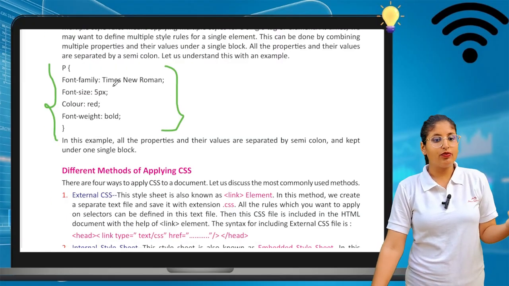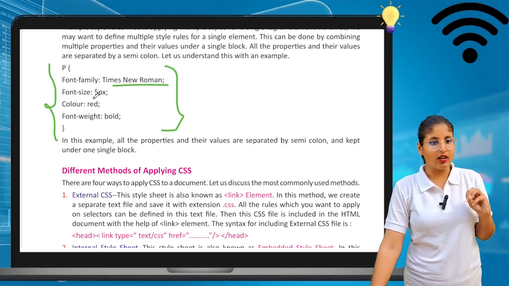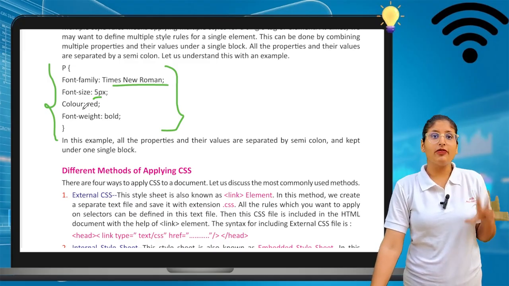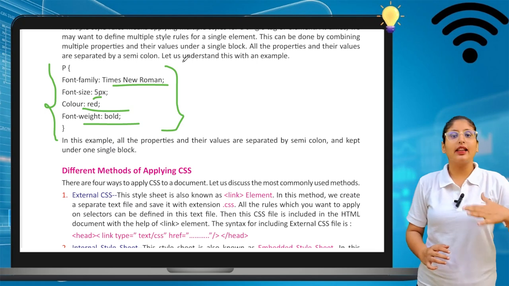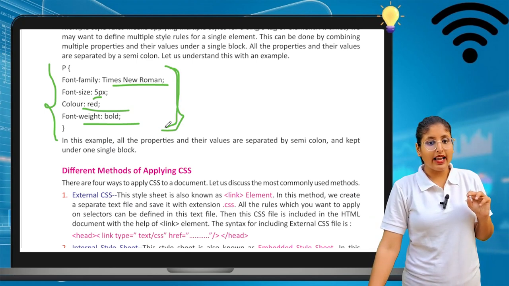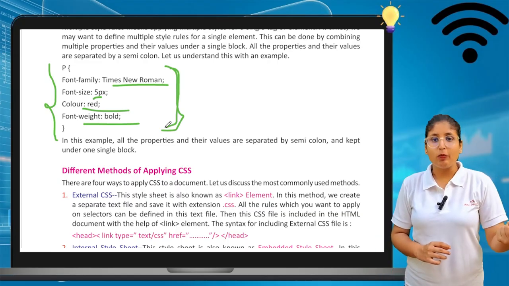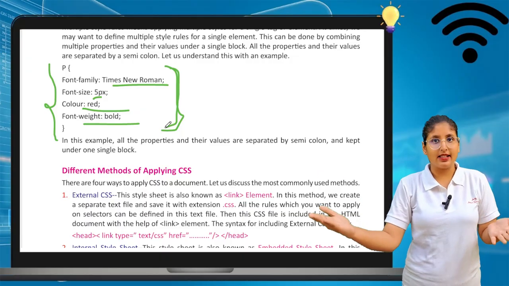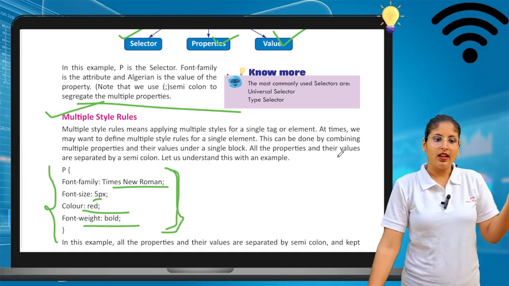See, these things I am telling you, like font family, I want this form for my fonts. I want my font size to be 5 pixels, color should be red and the font weight should be bold. So I am adding multiple designs, multiple styles, in it. I want my text to be in this color, in this font. I want my text to be bold. So I am applying multiple styles in it. This is an example of multiple style rules.